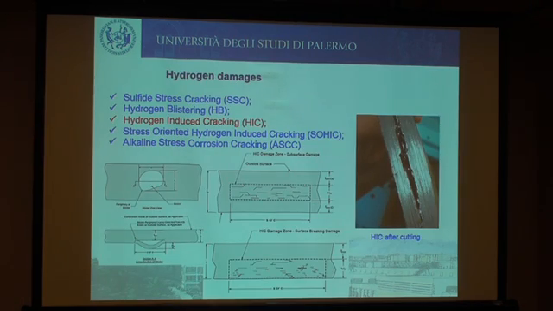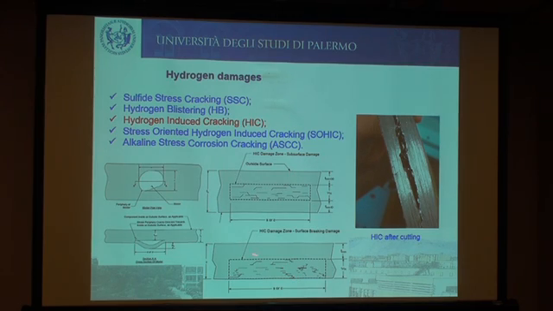The National Association of Corrosion Engineers, document 0296, has defined well the different damages caused by hydrogen sulfide. We have 5 different types of cracks. The one on the left here is the hydrogen blistering. It's not yet a crack. The one in the middle is the hydrogen-induced cracking. I will talk about this hydrogen-induced cracking. One is embedded, the other one is surface breaking.